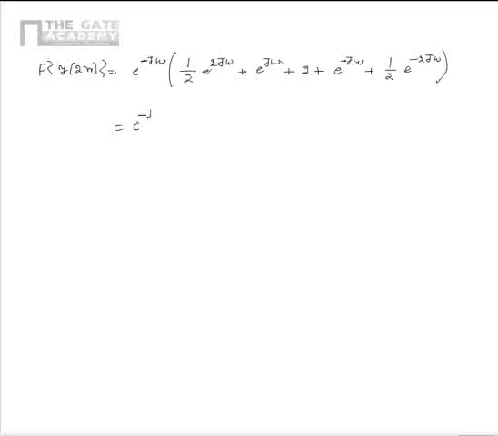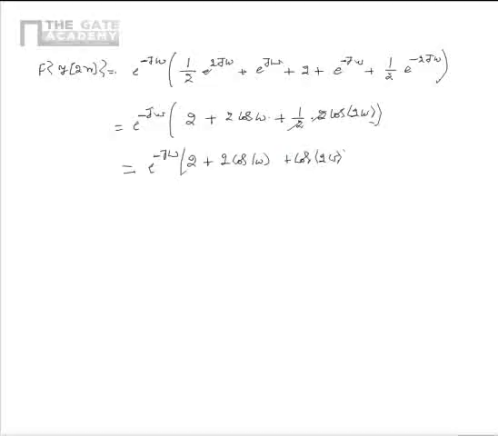So that is equal to e power minus j omega multiplied by 2 plus 2 cos omega plus half multiplied by 2 cos 2 omega. This can further be simplified as e power minus j omega multiplied by 2 plus 2 cos omega plus cos 2 omega. From this we see that the Fourier transform of y of 2n is e power minus j omega multiplied by 2 plus 2 cos omega plus cos 2 omega.